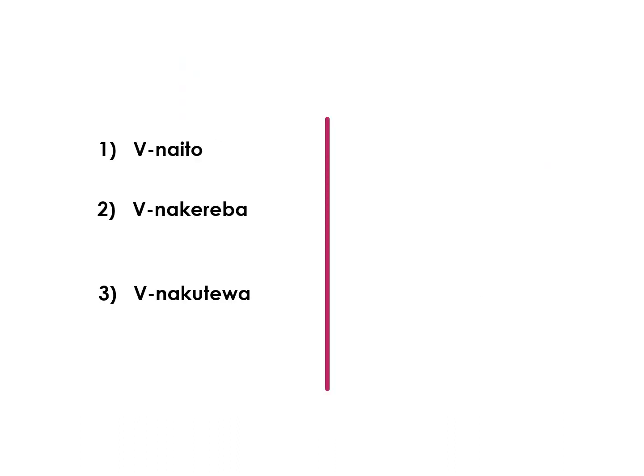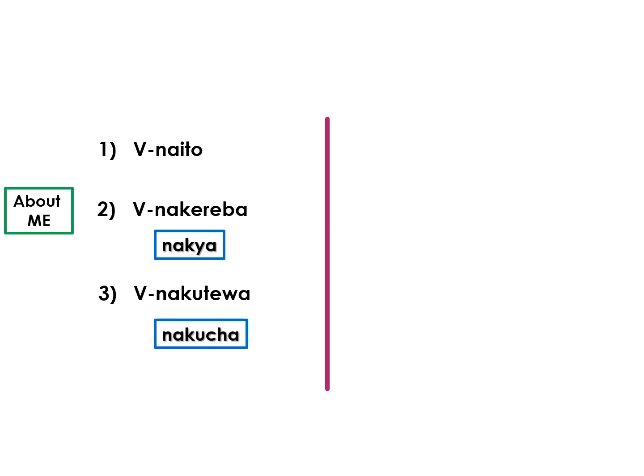Now, what's the difference between these three? They more or less mean the same thing and can be used very interchangeably. However, the nakereba conjugation is mostly used for things that the speaker ought to do, personal obligation, while the other two, naito and nakutewa, are used for what other people ought to do. Nakereba is also found in legal documents like the law, what people should do, no exemptions. Nakereba shortens to nakya and nakutewa to nakcha in fast informal speech.